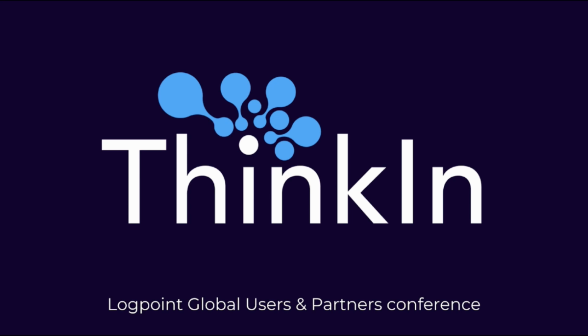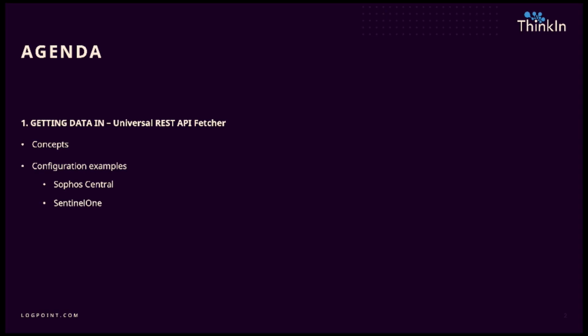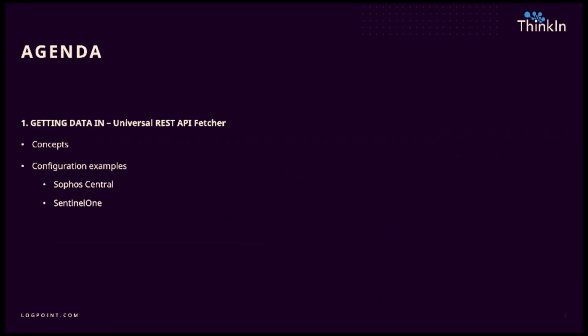So first, we'll talk about how to get data in using our new Universal REST API fetcher. It's not going to be only about cloud applications, basically any application, any data source that you can query using a REST API. First, we'll talk about how it works, and then the theory, and then we'll go over configuration examples to get a bit more practical.